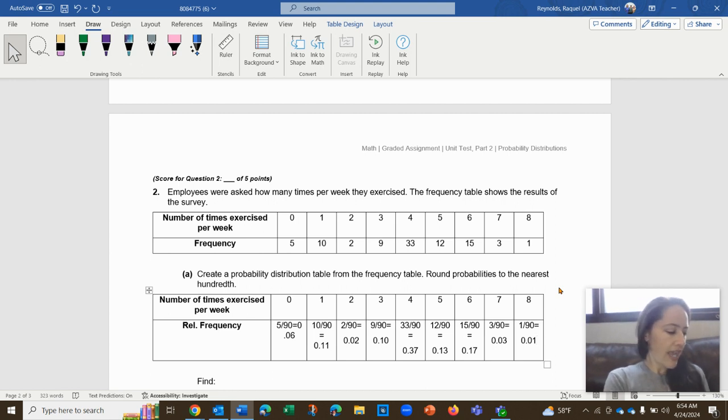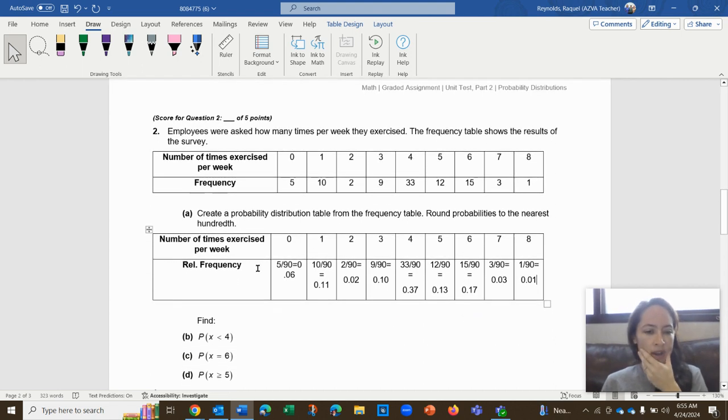Okay, so now let's just add those up, those decimals, just because I want to show you what happens when you round. So 6 hundredths plus 11 hundredths plus 0.02 plus 0.1 plus 0.37, 37 hundredths, plus 0.13 plus 0.17 plus, oh, it worked. 0.03 plus 0.01. Ha, it still added up perfectly to 1. So, well, that's good. That's very nice of them.